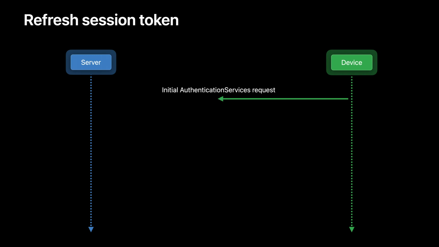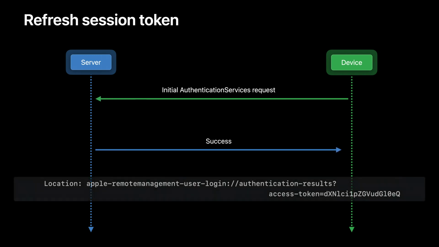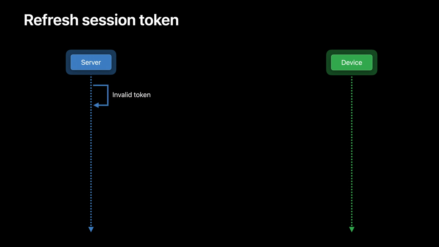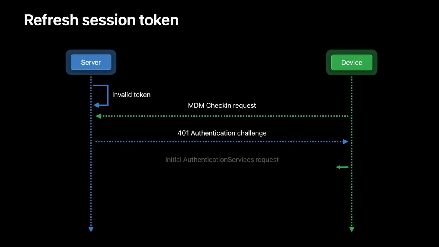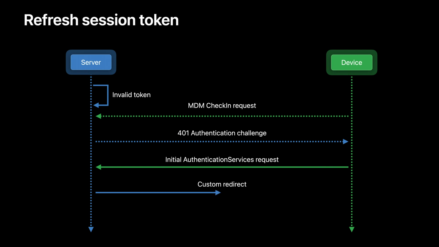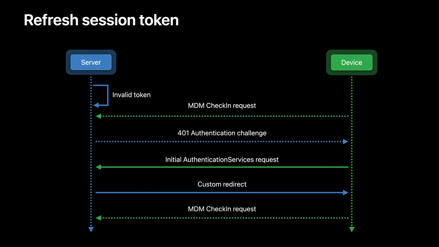When that authentication services web flow completes, the server again sends a redirect response with the custom location header containing a new session token. A successful reauthentication results in the device immediately repeating the MDM request that initially received the 401 response, continuing right from where it left off, without action from the server. Just like before, this new session token is included in all subsequent MDM HTTP requests.